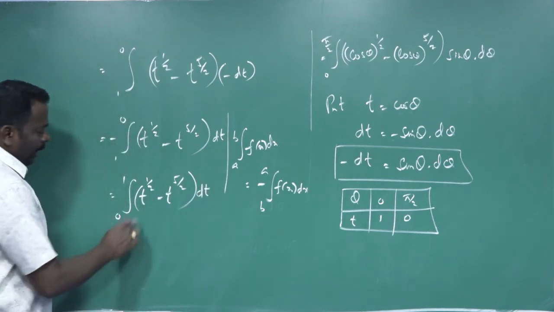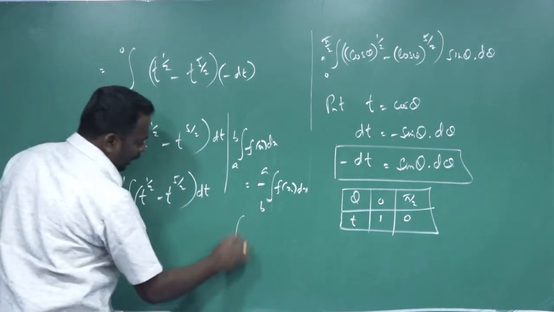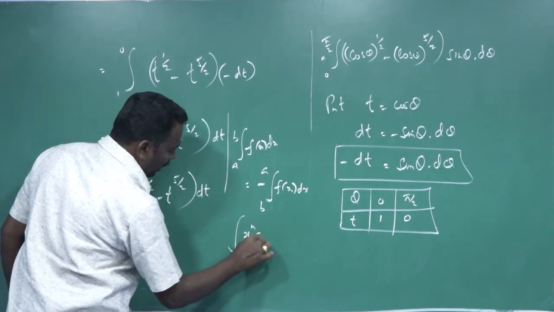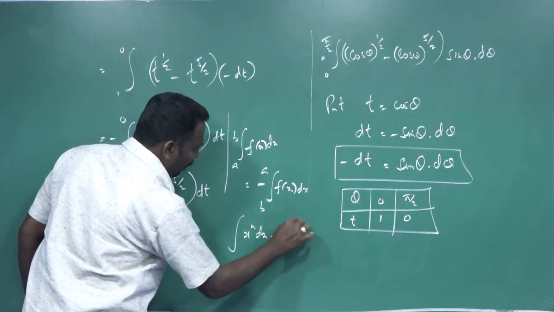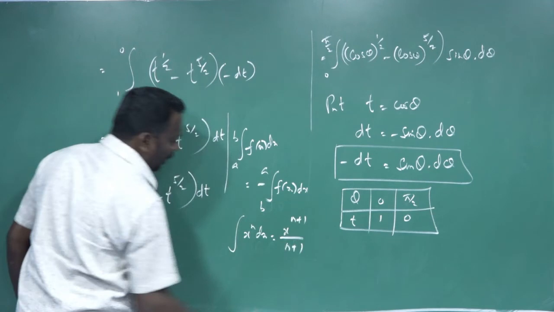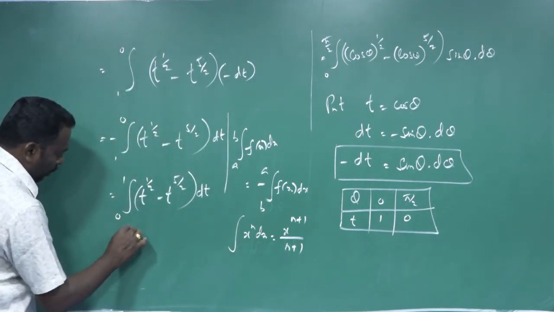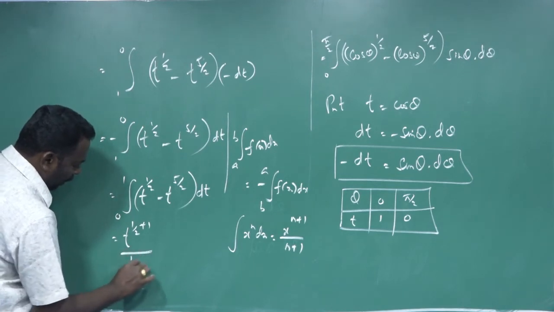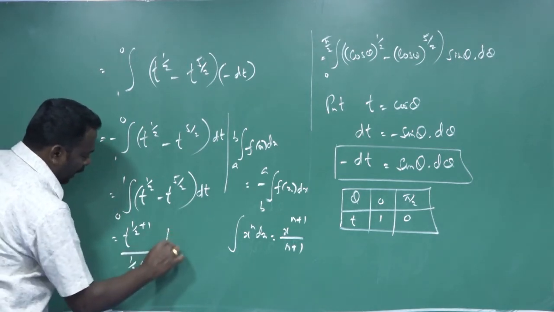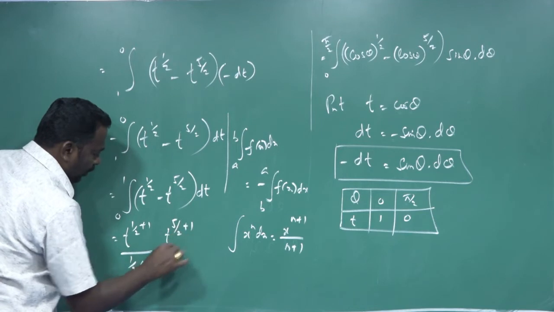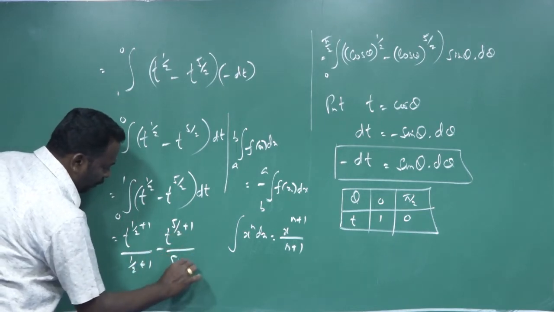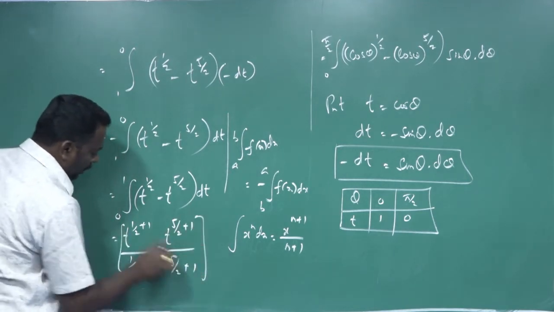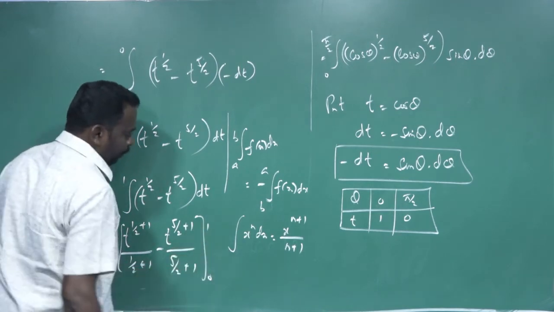Now integrate using the x power n form. You know the integration of x power n dx is equal to x power n plus 1 by n plus 1, that formula. Now the integral value is t power 1 by 2 plus 1 by 1 by 2 plus 1. Similarly t power 5 by 2 plus 1 by 5 by 2 plus 1. The limits are 0 to 1.